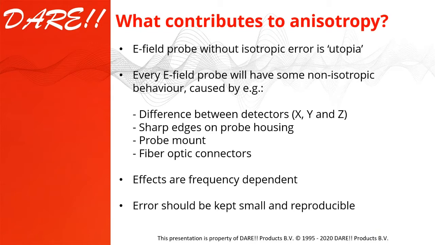For example, the difference between the detectors. If you have a field probe using 3 antenna elements with 3 detectors, these will never be 100% exactly the same. There will always be some difference between the detectors, which you will also see in the response of your XYZ performance. Specifically, the housing of a probe is also very defining for the isotropy.